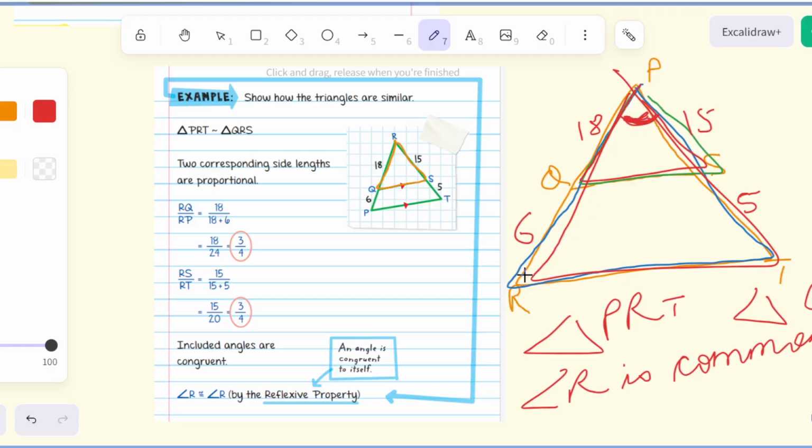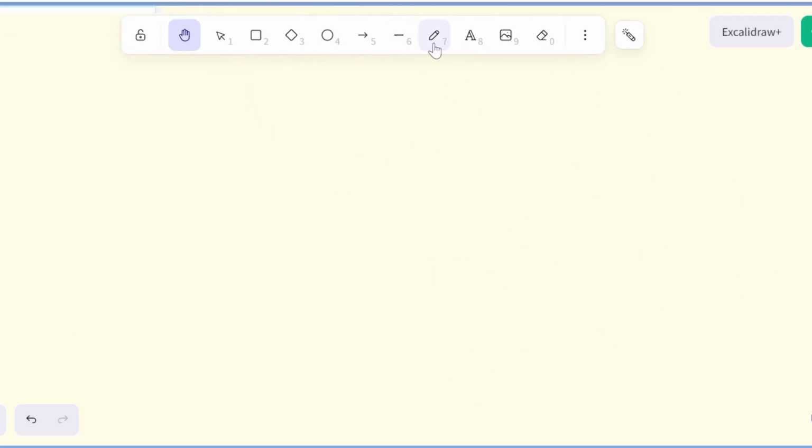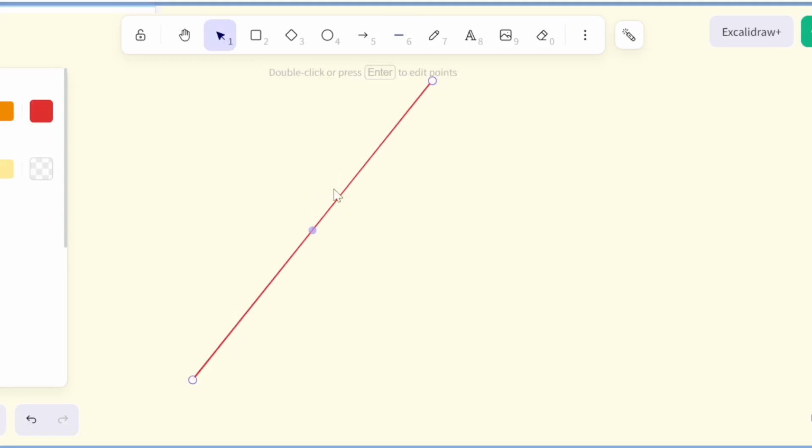So if I take the ratio of these sides, then I can prove these triangles to be similar. Let's take it again. Let me make it straight lines. If I make it a little bigger, I think that will make you comfortable.